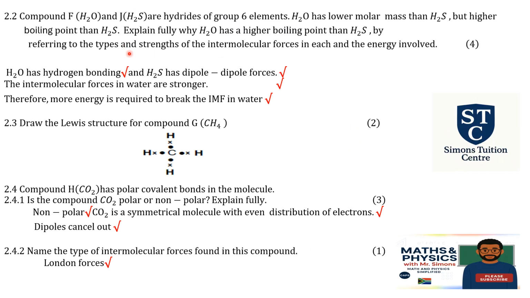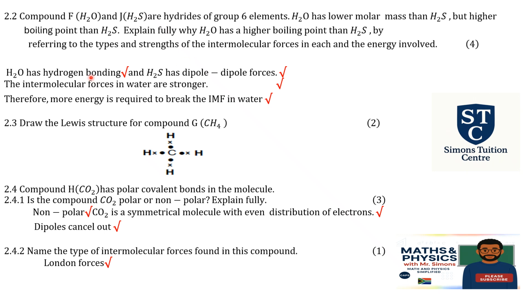Now compound F, explain fully why H2O has a higher boiling point than H2S. Now number one, H2O has hydrogen bonding. Whenever we have oxygen bonded to hydrogen, then we know we have hydrogen bonding. There we have sulfur bonded, that is called a dipole-dipole force, right? So of the intermolecular forces, hydrogen bonding is always the strongest. So hydrogen bonding is stronger than dipole-dipole forces. Therefore, we need more energy to break the intermolecular forces in water than in H2S. All right, I hope that makes sense.